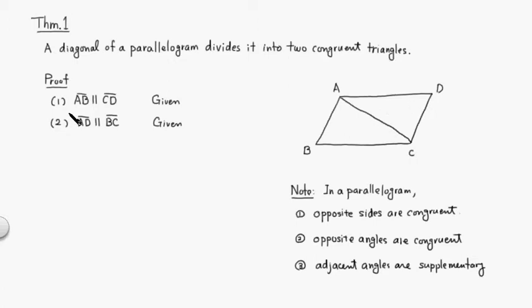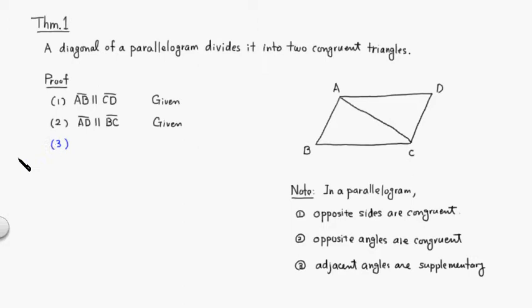Alright, so line 1, segment AB is parallel to segment CD. So AB and CD are parallel, right? Because it's by the definition of parallelogram. And AD is parallel to BC. So we have that. All right. So let's say 3.